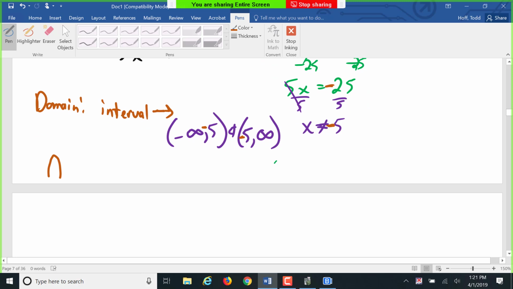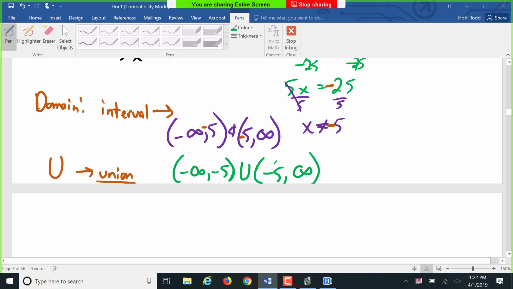The symbol that is often used for this, it's not an upside down U, I got that backwards. It's a right side up U, which stands for union. Union means or, either or. So if I have that written as negative infinity to negative 5 with a union symbol, negative 5 to positive infinity, it's saying it can be either or. The domain can be from negative infinity to negative 5, or it can be from negative 5 to positive infinity.